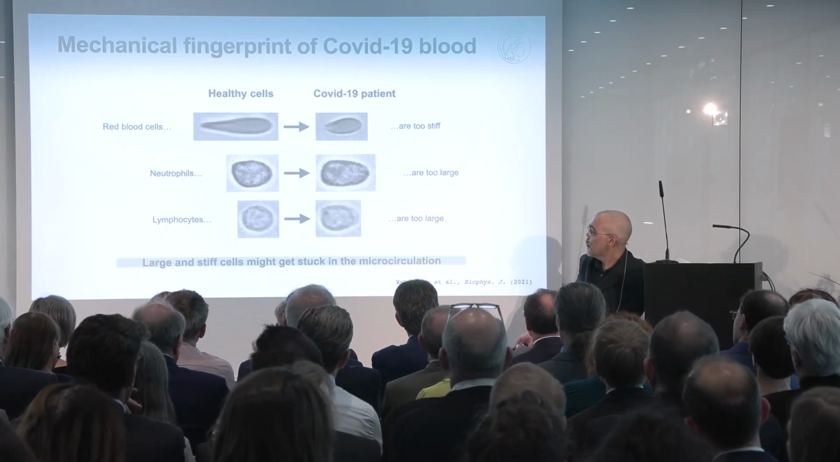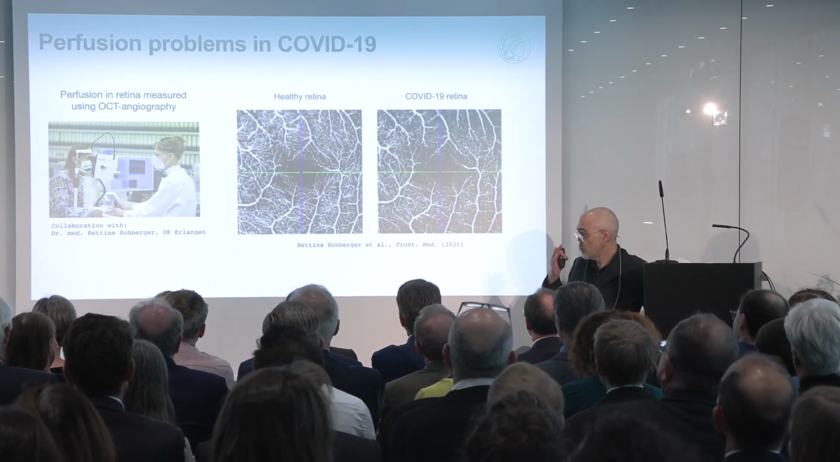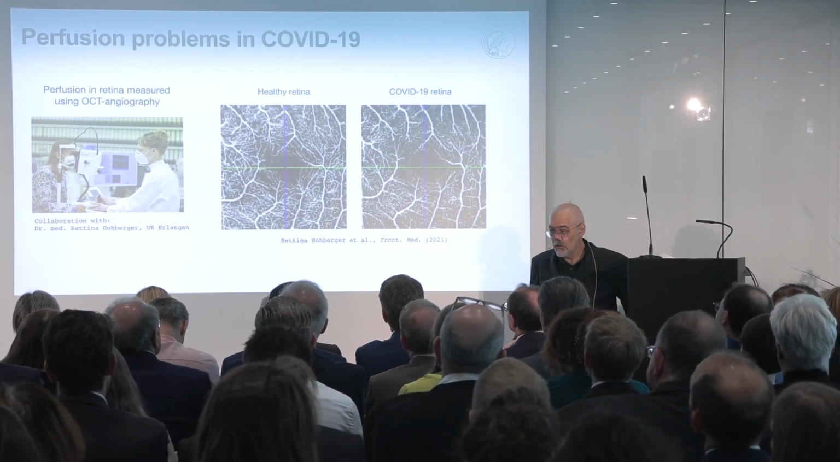So to test this idea, we teamed up with Bettina Hoberger in the Augenklinik, the eye clinic, right next door, 2 minutes away. She's using OCT angiography to look at the retina and the blood flow in the retina at the back of the eye. Healthy retina, you get a lot of blood flow. COVID-19, you see the areas that are not very well perfused. And that could be due to the fact the cells are too large and too stiff. A working hypothesis that we work on at the moment.